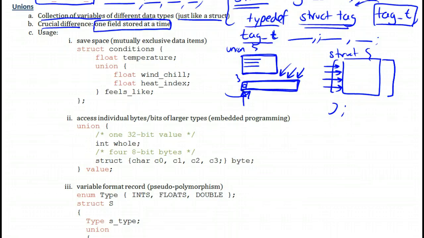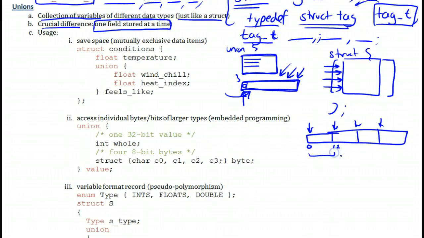They will all be stored starting from 0, whereas in the struct, we will have a large area of memory dedicated to all the members, and each member will be stored at different offsets. This member will be stored at offset 0. This member, for example, is stored at offset 12, which is after the first member, and so on and so forth. Whereas in the union type, every time you store something, any member of the union, it will overwrite whatever was there before. So why do we use unions? Very quickly.